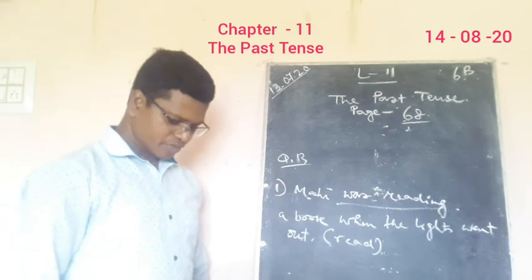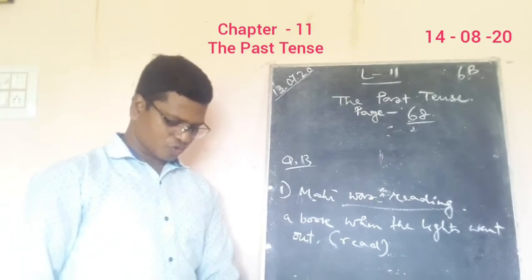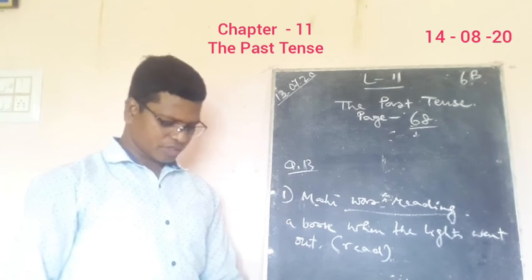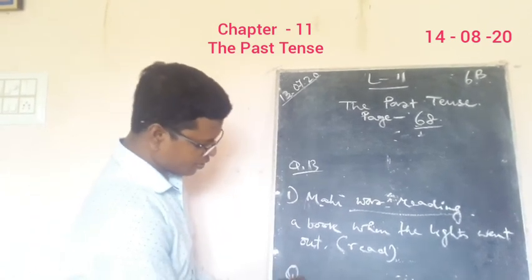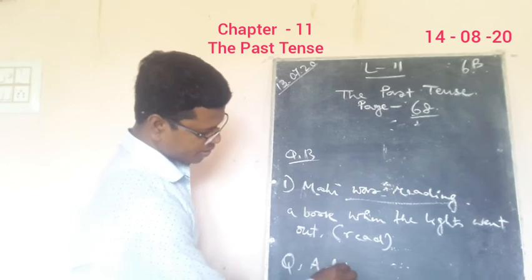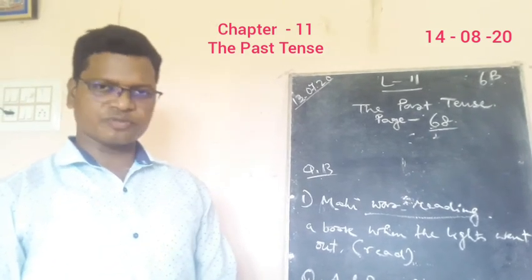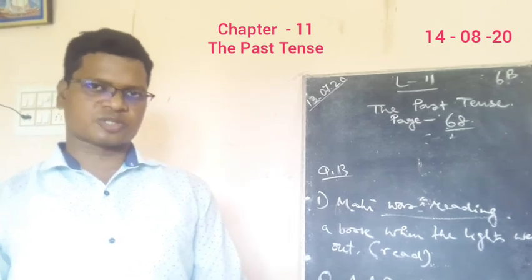So this way, please write down question number 2, 3, 4, and up to question number 8. So A and B, you are going to write in the copy. Hope I have made it clear to you. If you have any kind of clarifications, you may ask. Thank you.